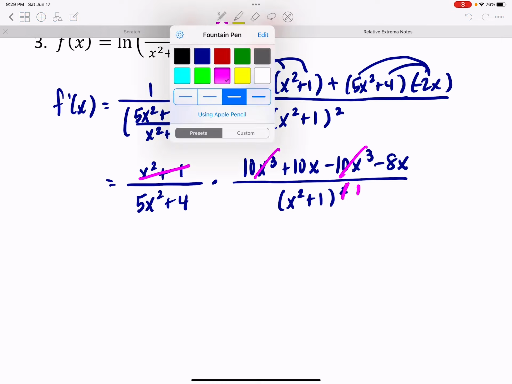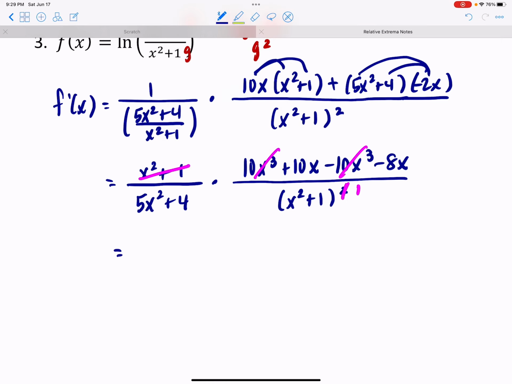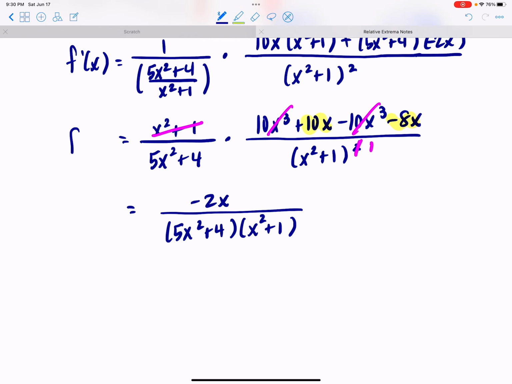And let's go with that for now. So what am I looking at in my numerator? Well, I combined 10x and negative 8x to make negative 2x. And then in my denominator, I'm going to have the 5x squared plus 4 to multiply by that one factor of x squared plus 1 remaining. And I don't actually need to multiply that out, so that's going to be fine. So this is our derivative.